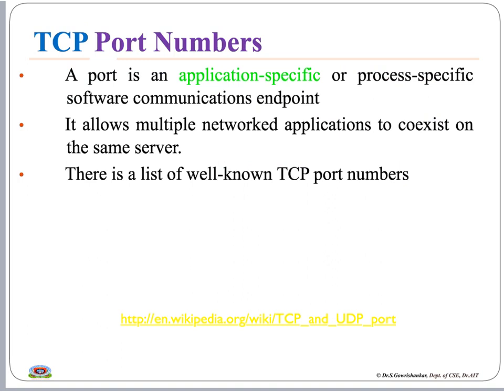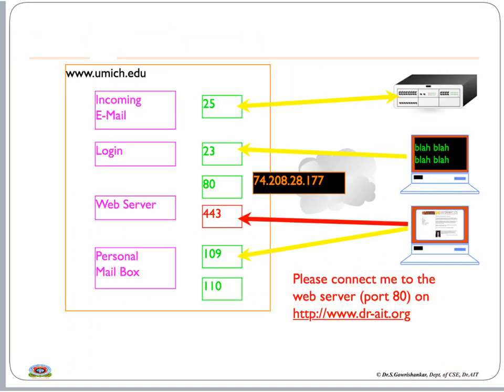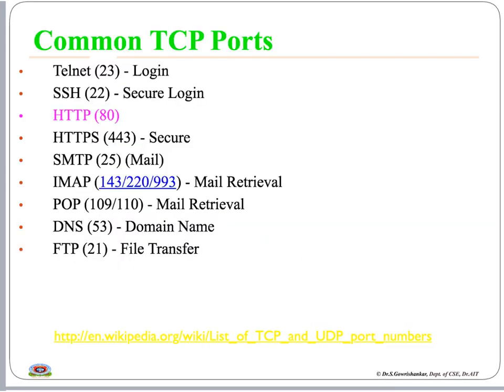You should be aware of TCP port numbers. They allow multiple network applications to coexist on the same machine, and you need an identifier to call a particular memory location. For example, you have a couple of different ports you may address, like 25, 23 and so on, with respect to the respective information. Common TCP ports you might have come across are telnet, SSH, HTTPS, secure line, and IMAP, mail retrieval, FTP, file transfer, and DNS, that is Domain Name Server.